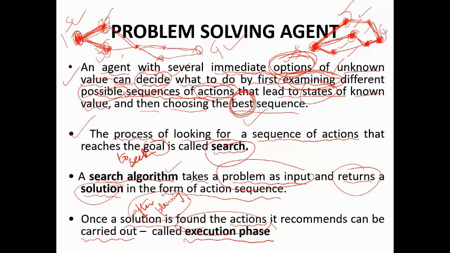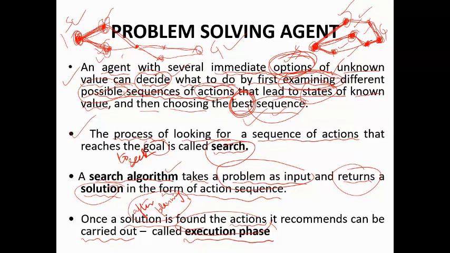This is the only thing that is very important, that the agent always wants to find the best sequence or best solution to the problem. That's the whole process, so this is okay for you.